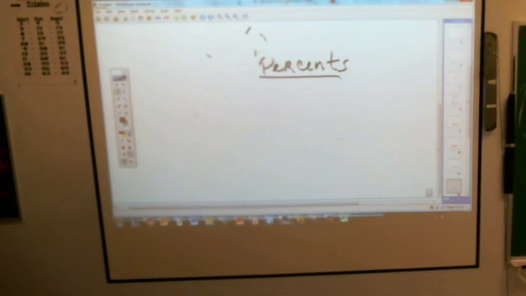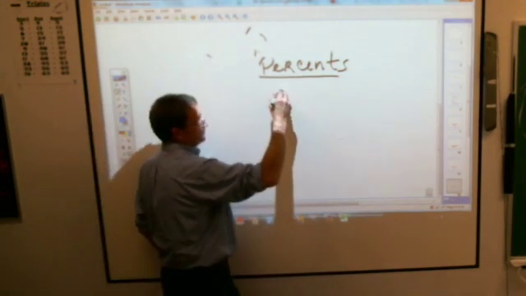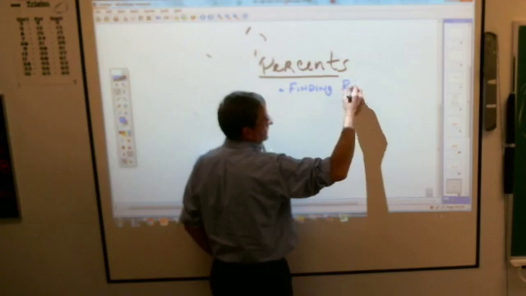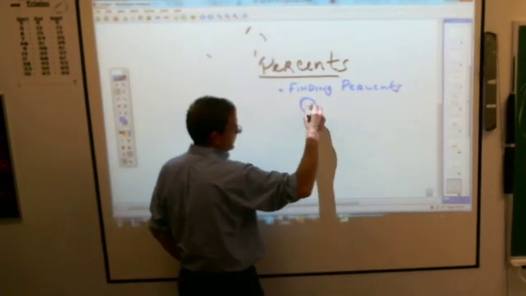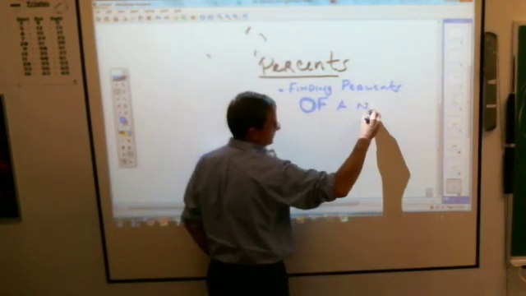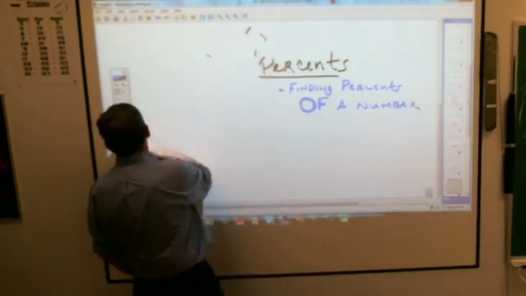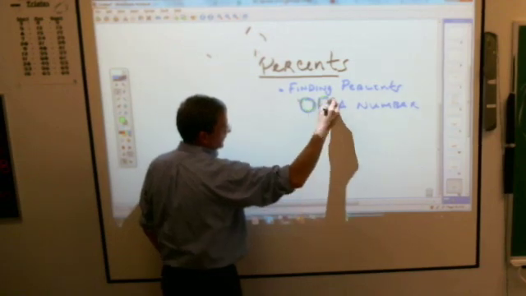Under percents, ladies and gentlemen, the little subheading under percents is simply finding percents, and here's the big word here, of a number. The key word there again, let me stress, is the word of a number.